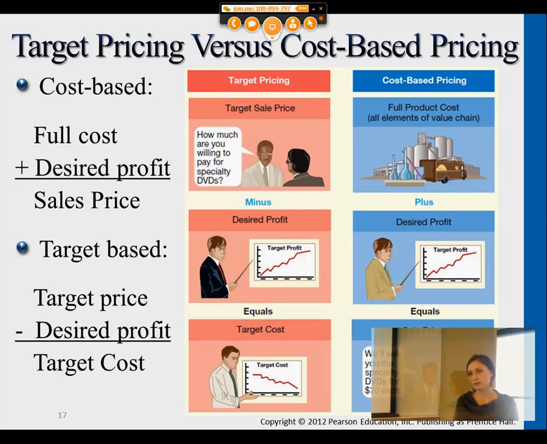Do you understand it? It just throws me off when you say minus profit. Why would you sell an item and subtract your profit to try to get a cost? Then you're just selling it at cost. Oh, no. That's how you derive it. You don't do that.